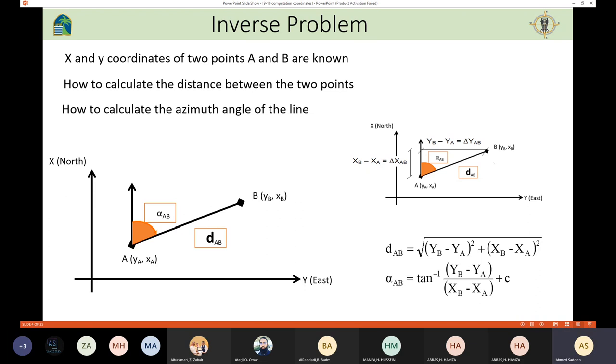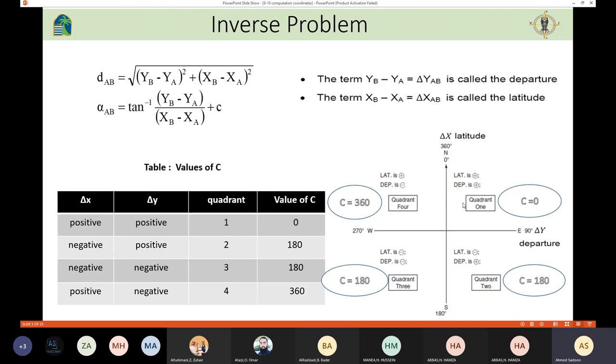Okay, so what we will do is name this quadrant 1, quadrant 2, quadrant 3, and quadrant 4, according to this textbook. If the line is located here, then the value of C is going to be zero. If the line is located here in quadrant two, the value of C is going to be 180. If the line was located here in quadrant three, then the value of C is going to be 180. If the line was located here, then the value of C is going to be 360.